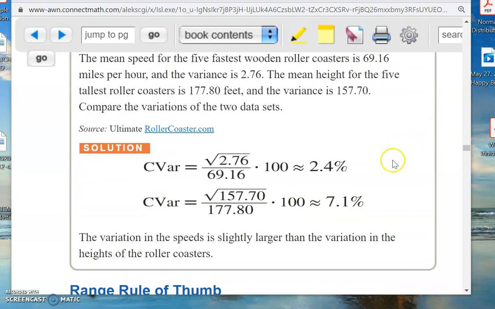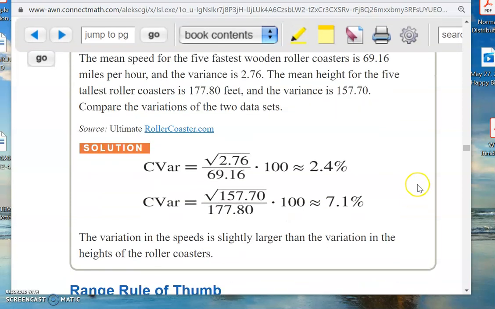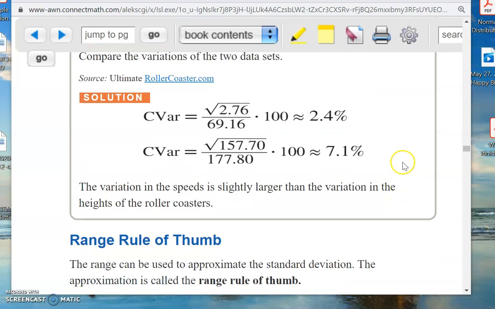All right, so here's another one talking about roller coasters. We're talking about different types of roller coasters. Okay, strike that. The characteristic of interest that we are concerned with is height compared to speed. So we're talking about the speed and the height, and we want to know which is more variable. All right, so we do the calculation and we say, well, the variation of speeds is a slightly larger number than the variation in heights. So we say that speeds are more variable than the heights are.